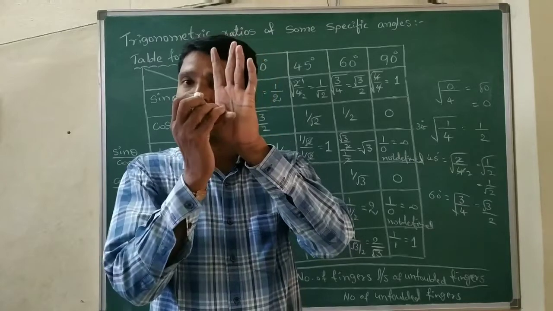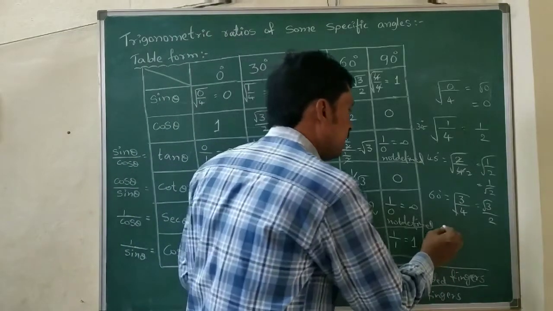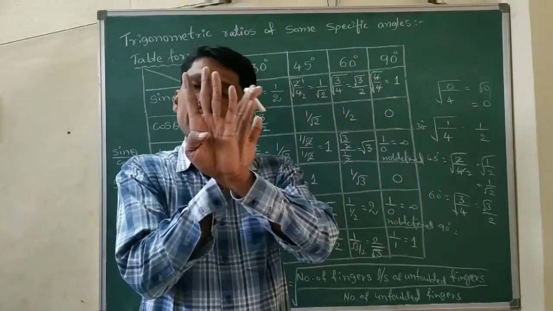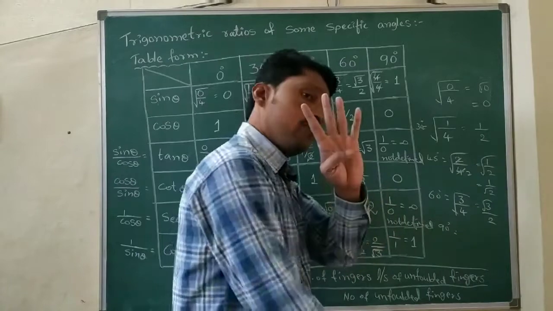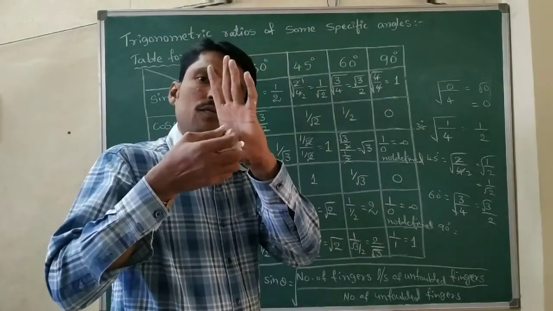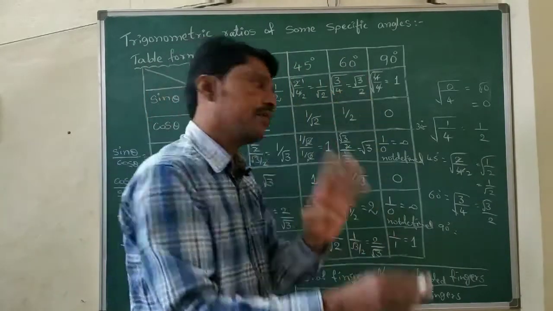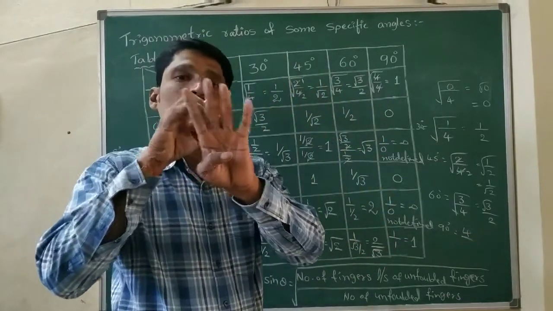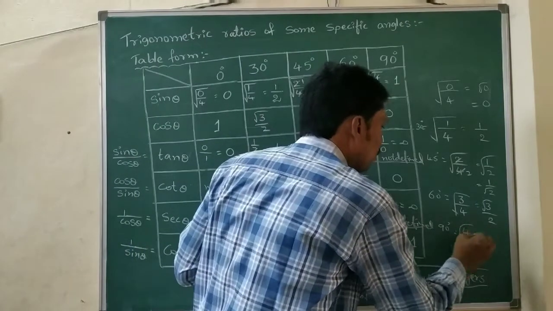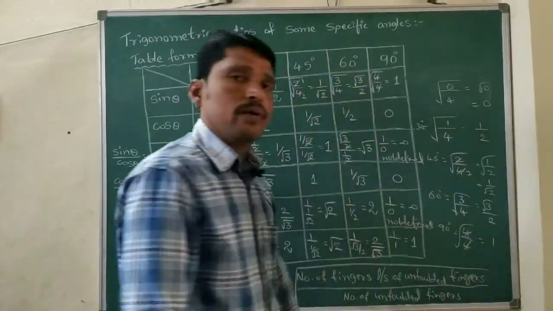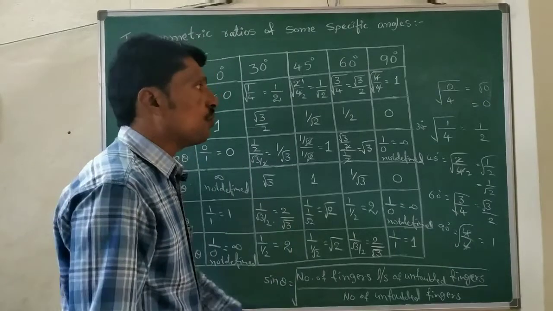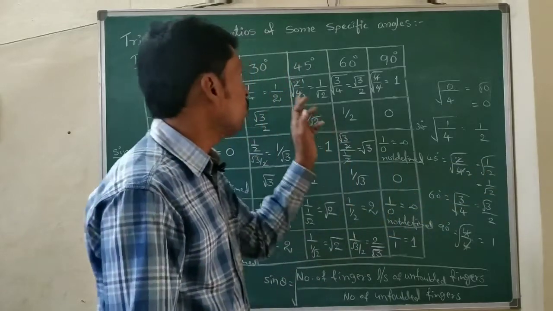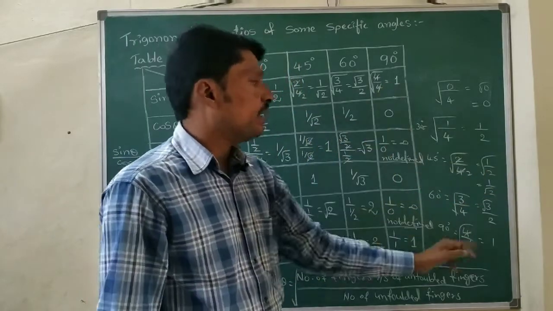Now 90. This is 90 degrees. So for 90 degrees, on the left side, how many fingers are there? 4 fingers. This is the folded finger, this is the right side, this is the left side. So 4 fingers by how many unfolded fingers? 1, 2, 3, 4. So by 4. So 4 by 4 equals root 1 by root 1, and that value is 1. So sin 0 is 0, sin 30 is 1 by 2, sin 45 is 1 by root 2, sin 60 is root 3 by 2, sin 90 is 1.